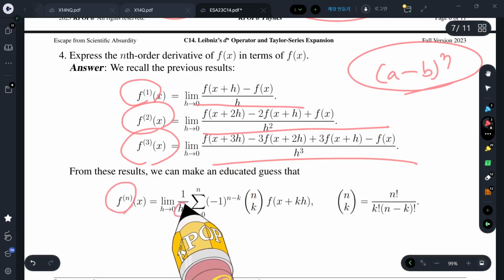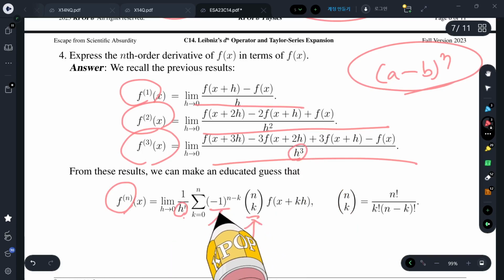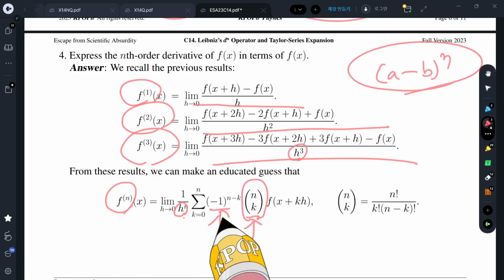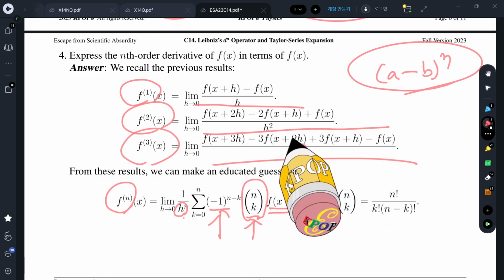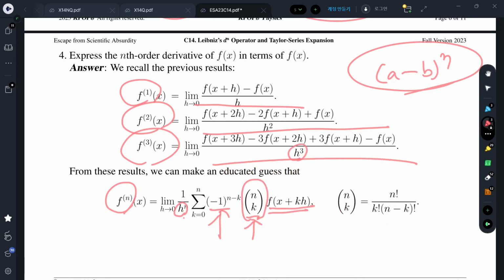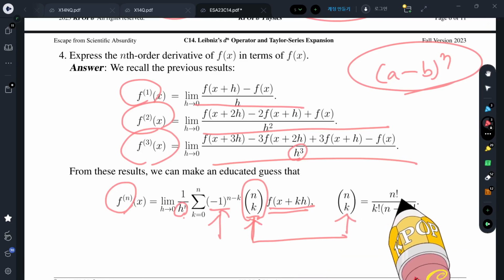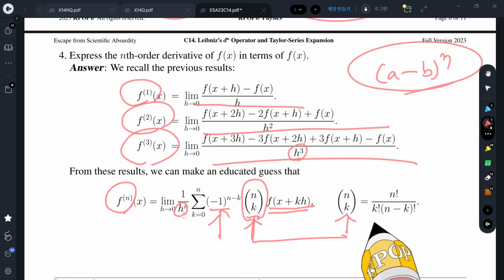We have a denominator h to the n, and this is a coefficient with oscillating factor, and an argument shifts by h, and so on. So you must be familiar with this binomial coefficient, whose definition is n factorial divided by k factorial n minus k factorial.